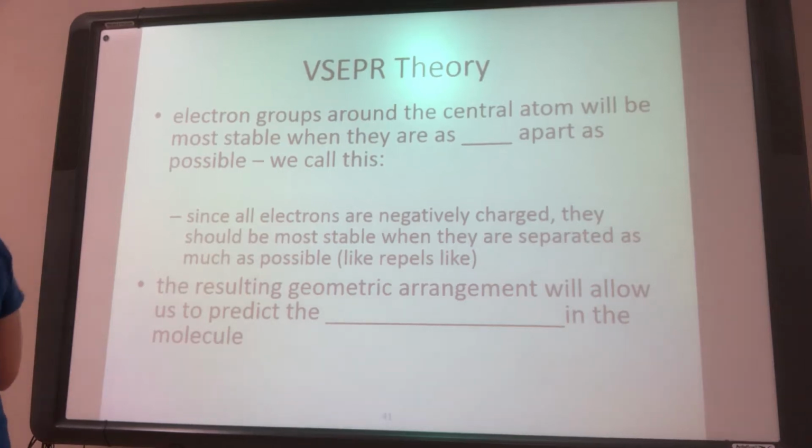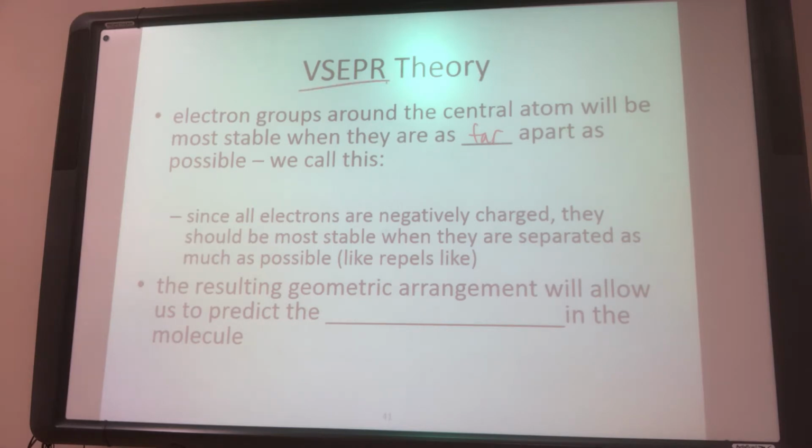So the theory that we're going to study is called VSEPR theory. Remember, electron groups are around the central atom. They're either bonds or they're lone pairs. And my molecule is going to be most stable when all of these electron groups are as far apart as possible, because they're going to repel each other. We don't want those electrons next to each other. So I want to keep them as far apart as possible. And so the theory that helps me keep that in mind is VSEPR.